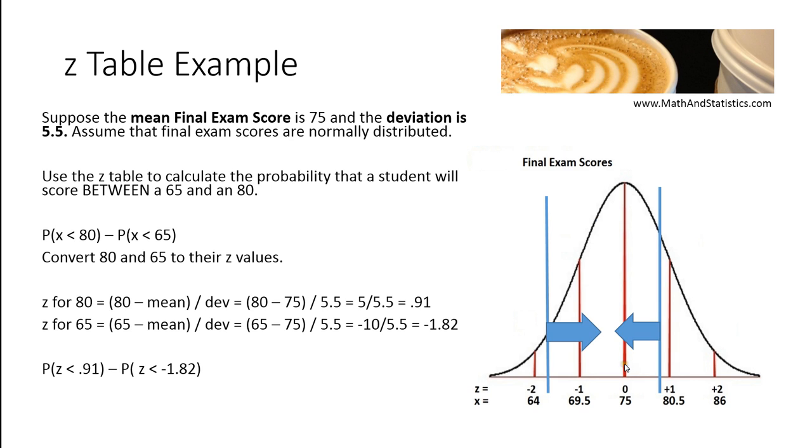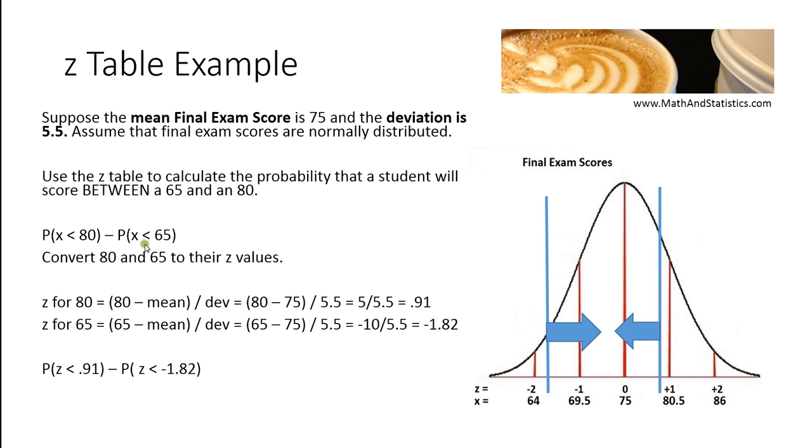Well, here's how the zTable works. It always gives you the data below. So what we're going to do first is get the data up to and below this value. And then we're going to get the data, all of this, up to and below this value. And then we're going to subtract this value from this whole value to leave the remainder, the part between. So how does that work? Again, we're looking for the probability of a student getting between a 65 and an 80. Another way of phrasing this question is we're looking for the area under this curve between 65 and 80.